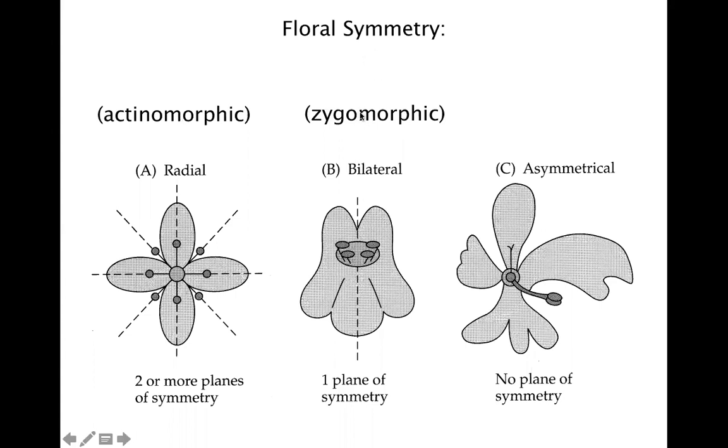And this is where you have bilateral symmetry, where you can't cut the flower in any direction and get a mirror image. You can only get a mirror image if you cut it straight down the middle. That's bilateral symmetry, or zygomorphic. A great example would be the mint family, or orchids are this way as well. Another is asymmetrical, and these do not have any plane of symmetry.